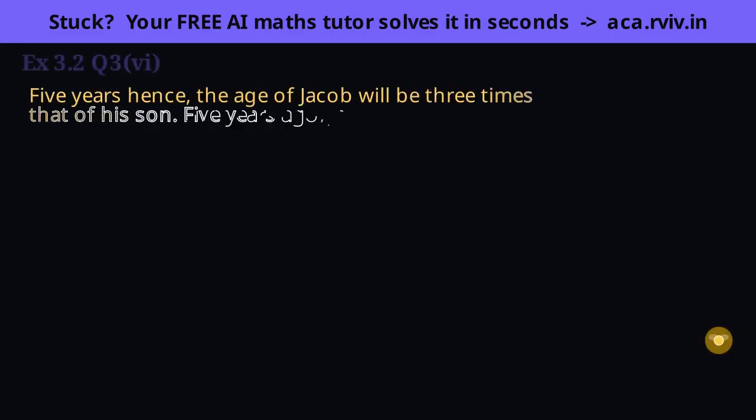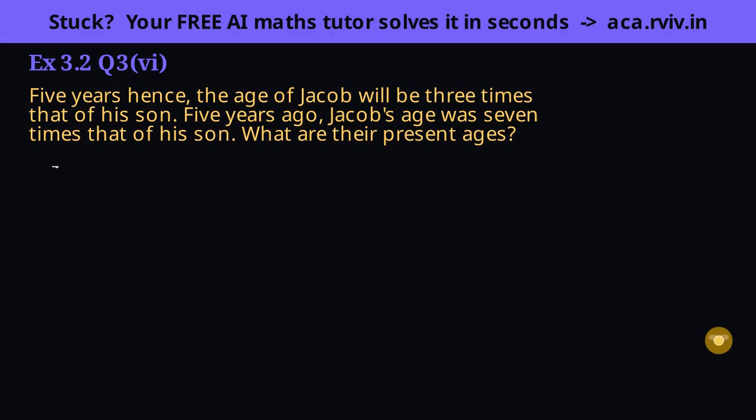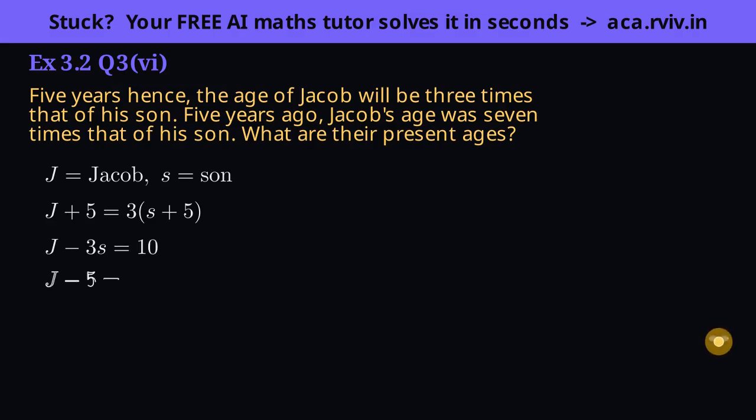Shift both ages by 5 years each way. Setup: use present ages J and S, then shift by 5 years each way as the sentences say. 5 years hence adds 5 to each. Jacob is then 3 times the son. Tidy into standard form. 5 years ago subtracts 5. Jacob was then 7 times the son.